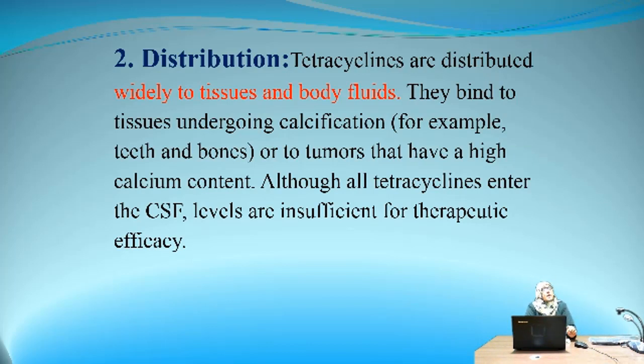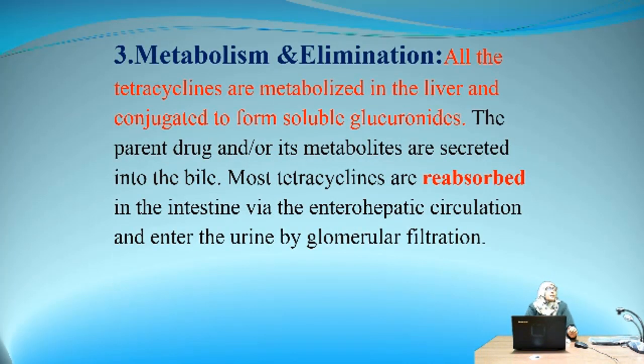So, the tetracyclines are distributed widely to tissue and body fluids. Metabolism and elimination of tetracyclines. All the tetracyclines are metabolized in the liver and conjugated to form soluble glucuronides. The parent drug and/or its metabolites are secreted into the bile.